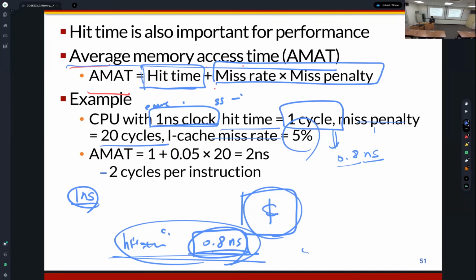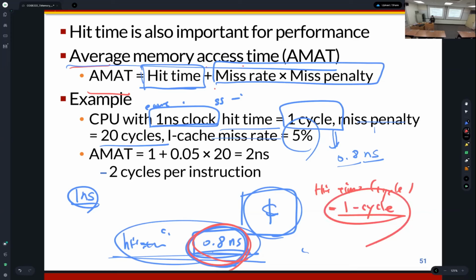Even though the cache access latency is less than the clock cycle period, so it's 0.8 nanosecond, when we calculate the hit time, it is actually one cycle, not 0.8.